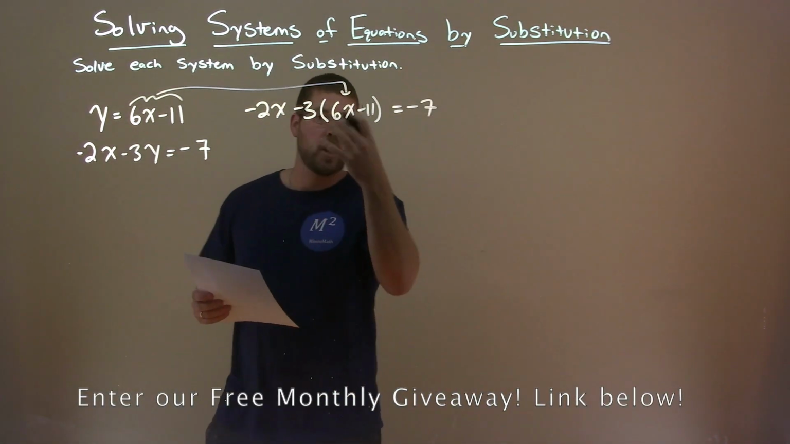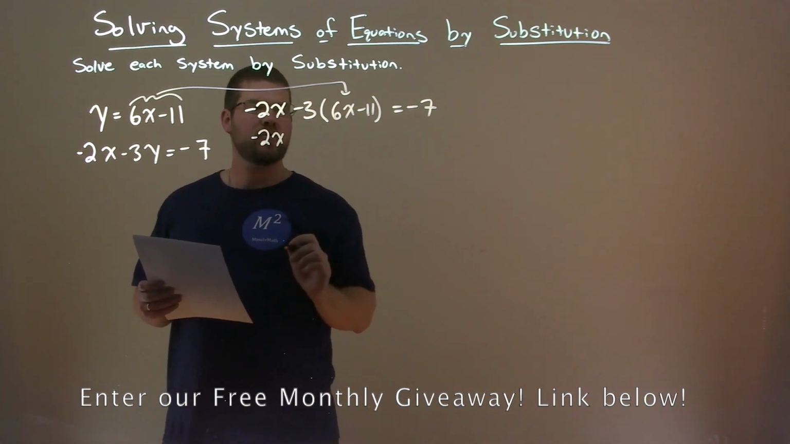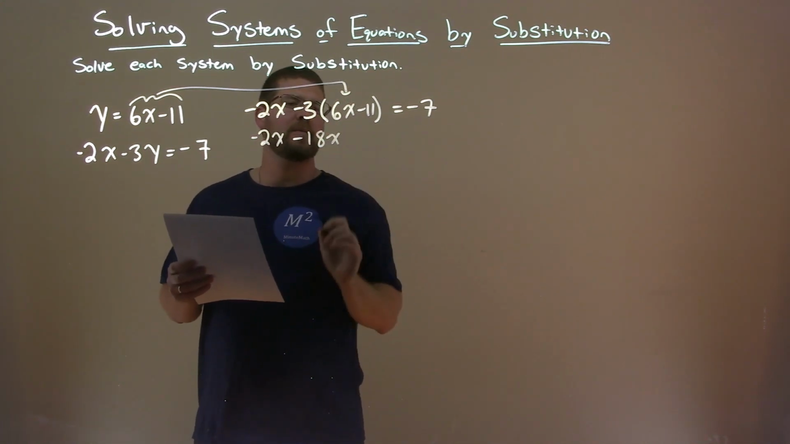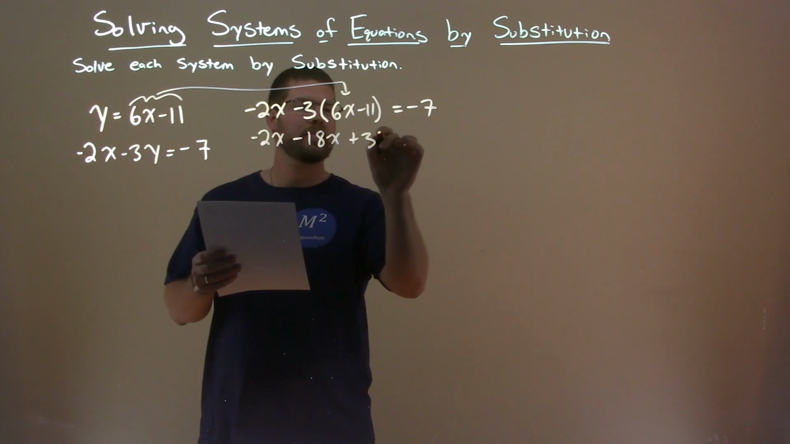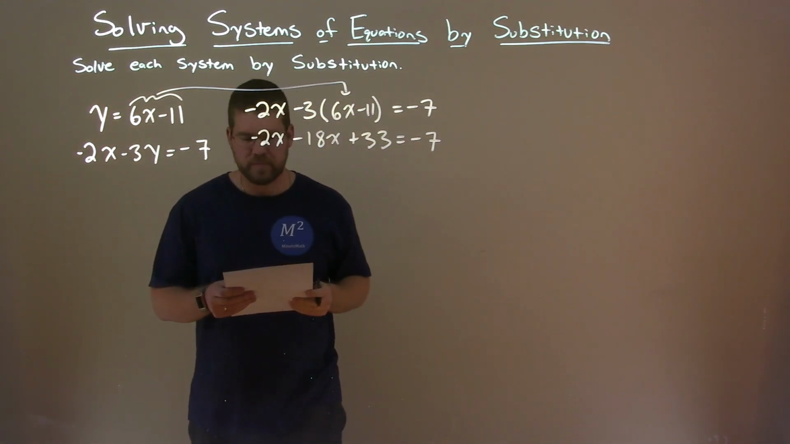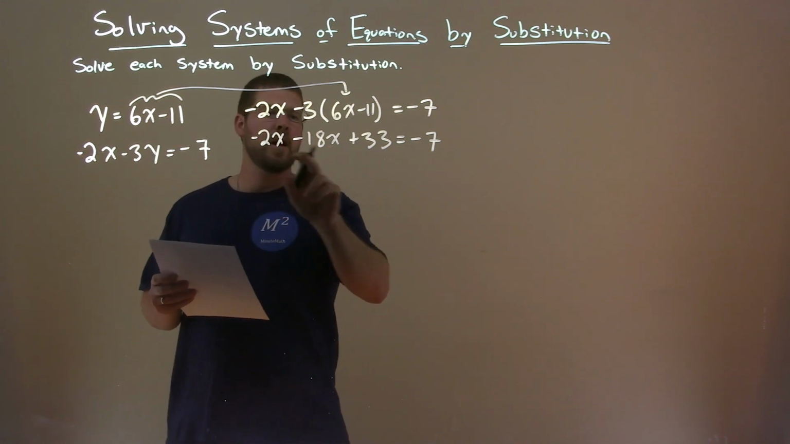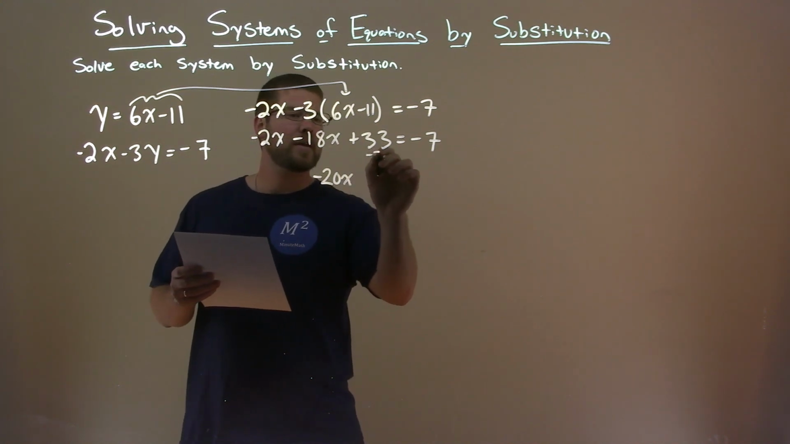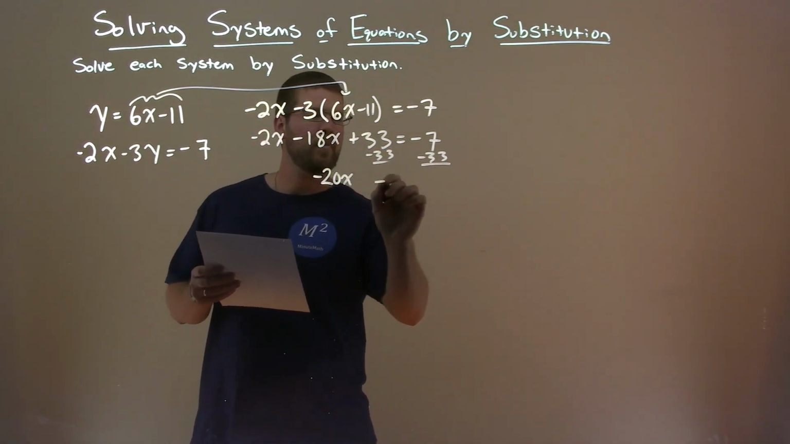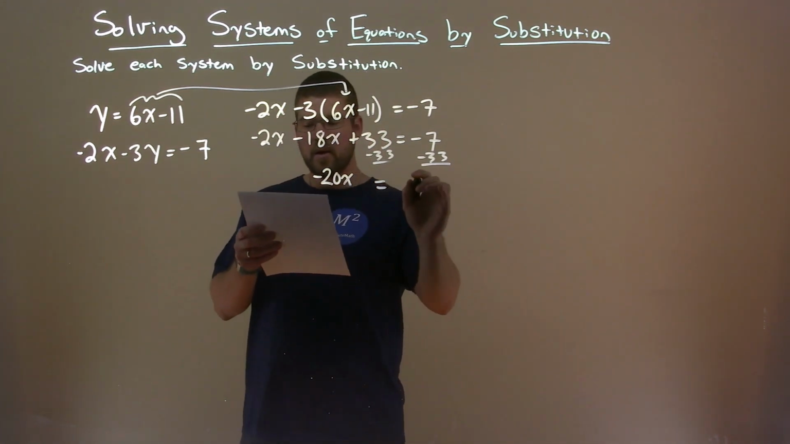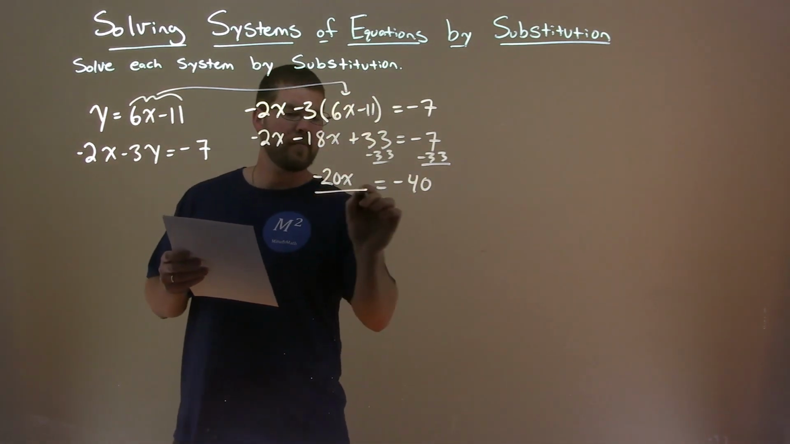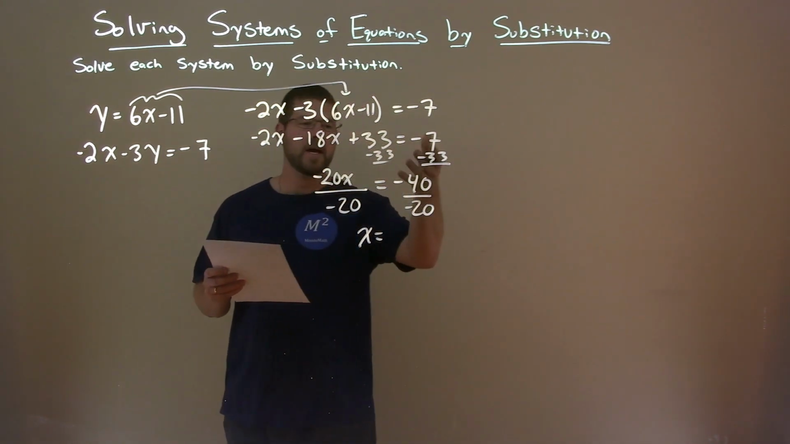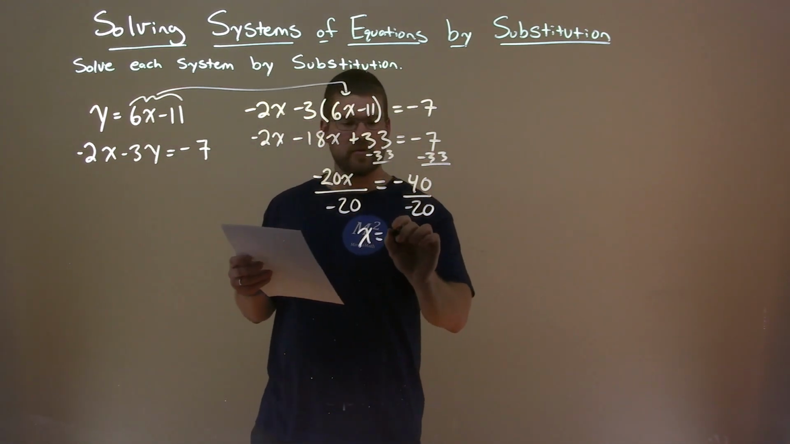So now I need to solve for x. Minus 2x here. Distribute the minus 3, and we have a minus 18x. And then minus 3 times the negative 11 is a positive 33. And that equals a negative 7. From there, we want to combine our like terms. Negative 2x and negative 18x is a negative 20x. We're subtracting a 33 to both sides. And we're left with negative 7 minus 33, which is a minus 40. We then divide both sides by minus 20, and we're left with x by itself. Negative 40 divided by negative 20 is a positive 2.